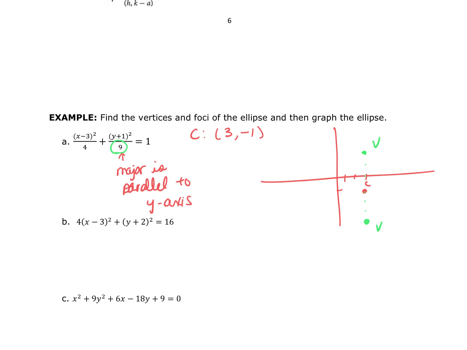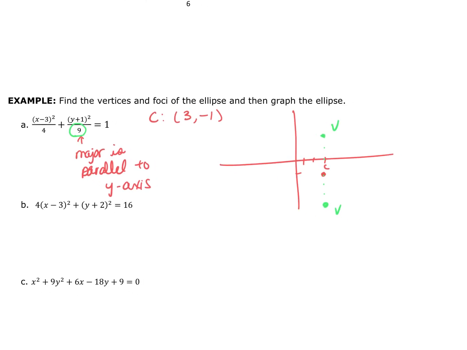Now remember, from my center, I'm going to add and subtract that square root of a to the k part to get my vertices. So the x didn't change, so I take negative 1 and I add 3 and I get 2. And I take negative 1 and I subtract 3 and I get negative 4. So there's where my major vertices are. My minor vertices, I need to have this 4, and I'm going to add and subtract the square root of 4 from the h part. So in other words, from my center, I'm going to go left 2, 1, 2, and I'm going to go right 2, 1, 2.